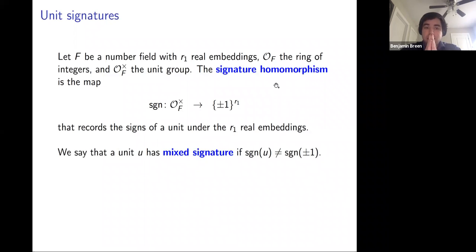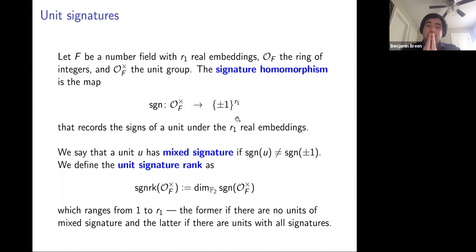We would say that a unit has mixed signature if the unit has both a positive image and a negative image in the embeddings. A concise way of saying this is that the signature of the unit is not equal to the signature of plus or minus one. If you take one and embed it into all the real places, it's positive at each real place. You take negative one, embed it into all the real places, it's going to be negative in each one of the real places.